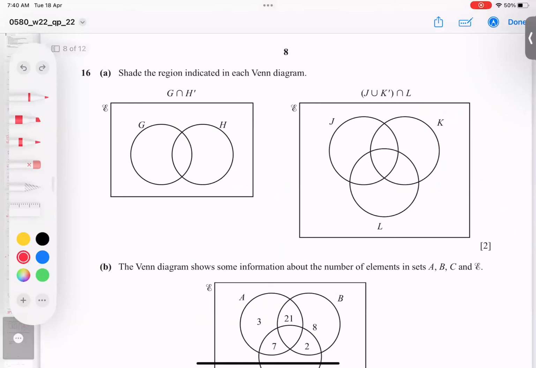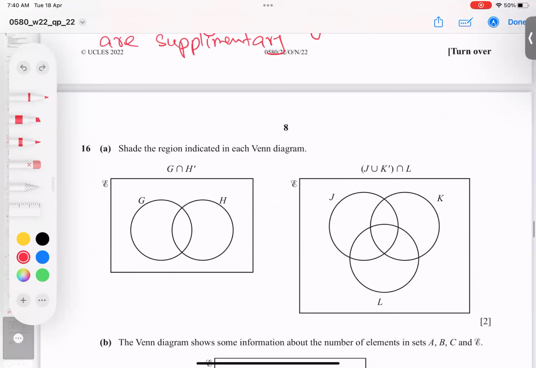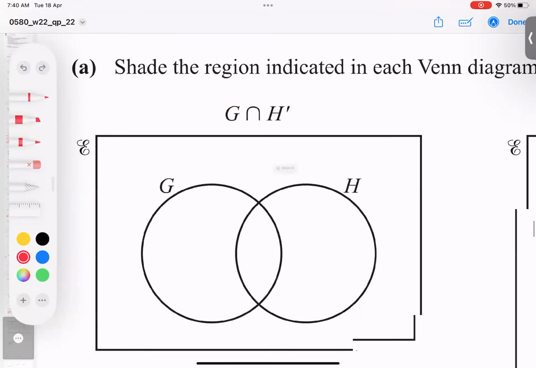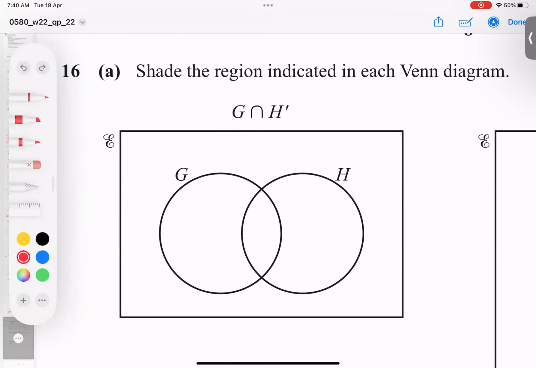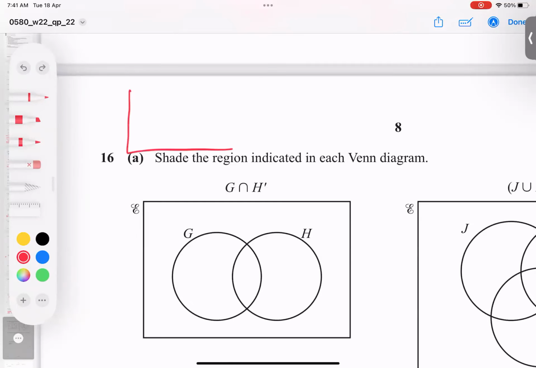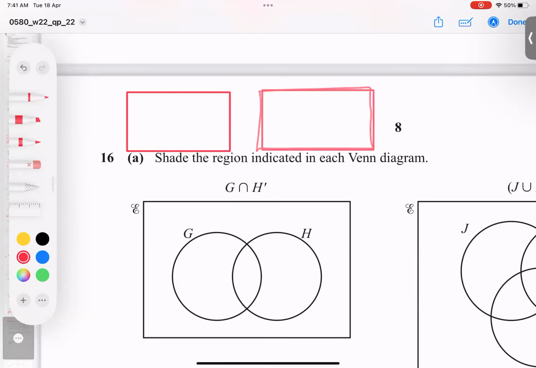Question number 16: shade the region indicating this one. If you are confused, although I can do it directly, the members present in G but not in H, this is our answer. But if you don't know, we have another technique. What is that technique? I'm going to discuss that. Get ready. This is very effective, and I will not take too much time.